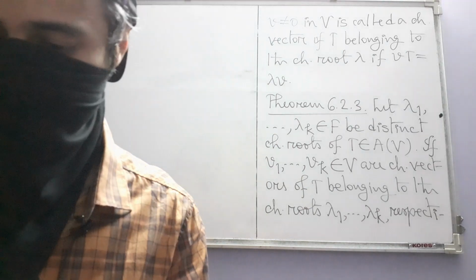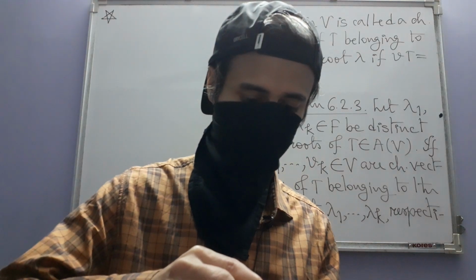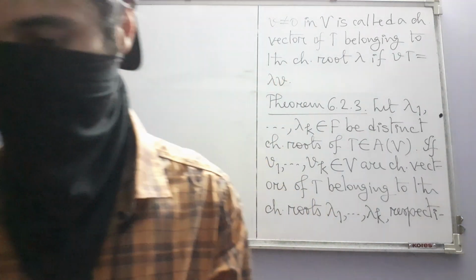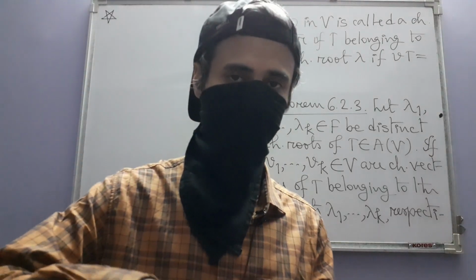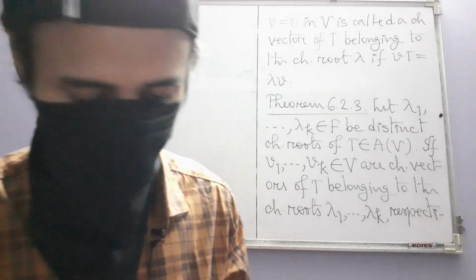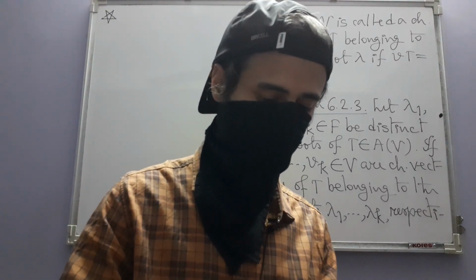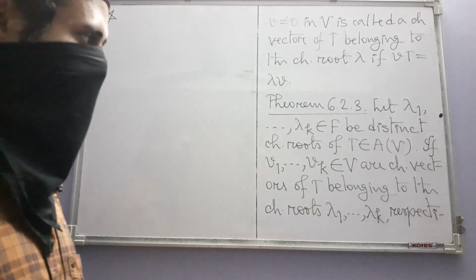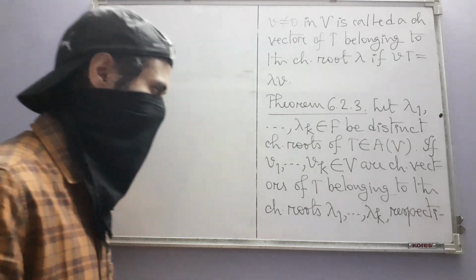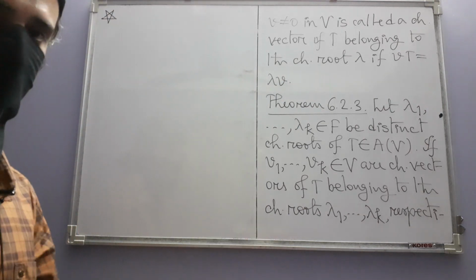They cannot depend on each other linearly. They must be linearly independent. And from this result, we are going to derive some more facts about characteristic roots themselves, especially how many characteristic roots an operator can have. Something about that will come out as a consequence of this result.